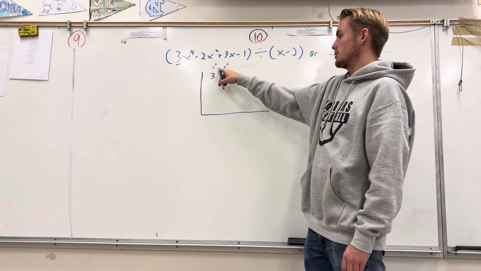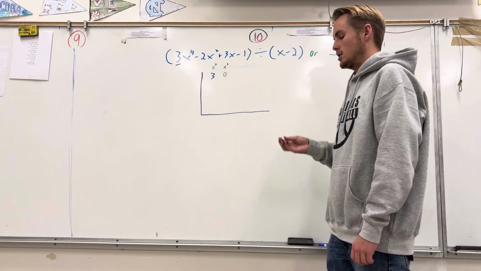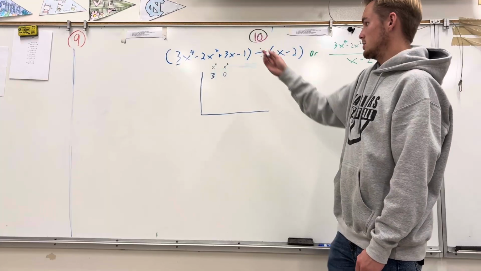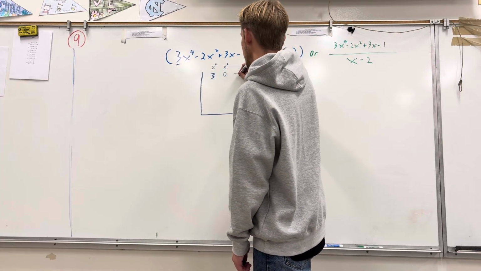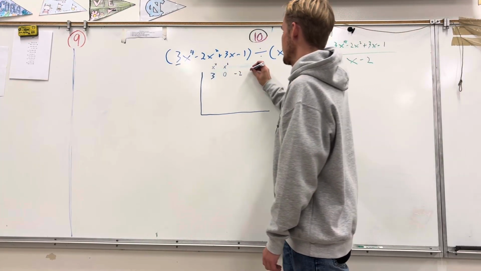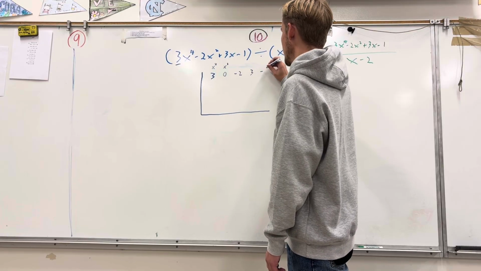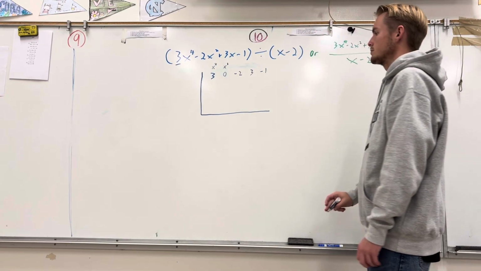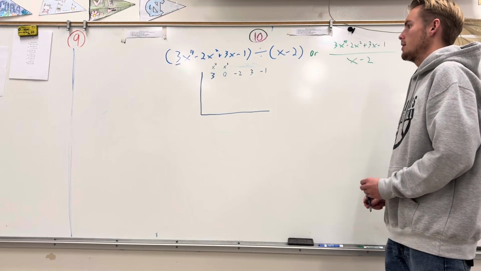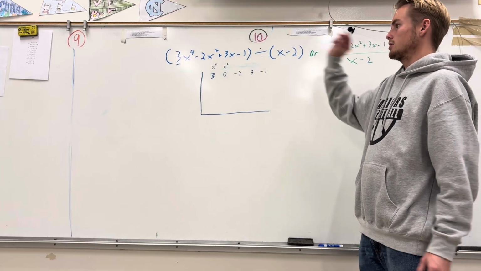And by the way, you don't need to write these up here. I'm just writing these for you guys. And then our next leading coefficient, we have a negative 2. Then we have a positive 3. And then we have a negative 1. Okay. Now, that takes care of our numerator.